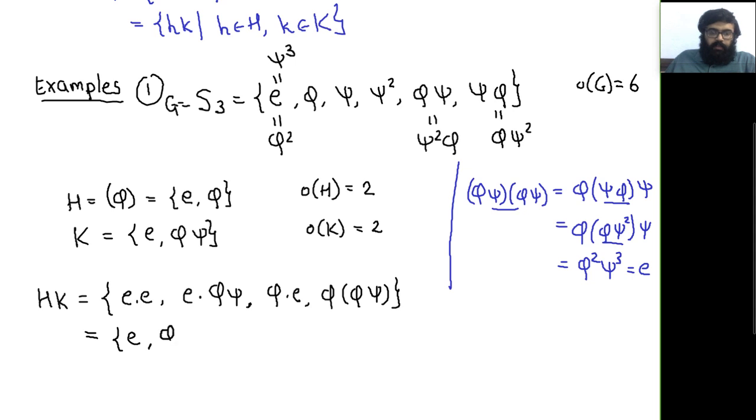So this is HK, which is E, E phi psi is nothing but phi psi, phi dot E is nothing but phi. And what about phi square psi? Phi square is identity, so this is psi. So the order of HK is 4 in this case, which, if you compare, is nothing but the order of H into the order of K.